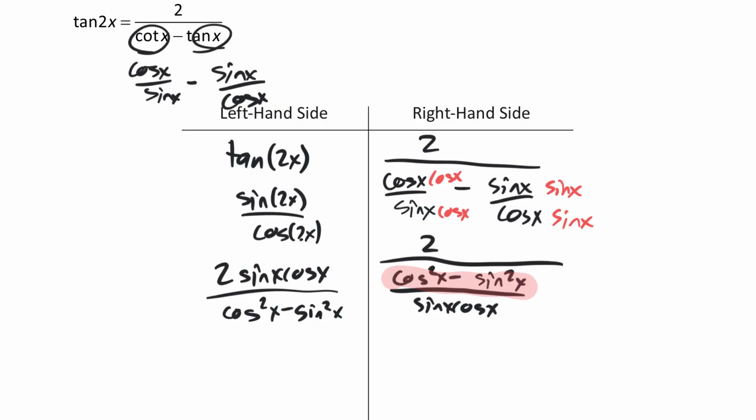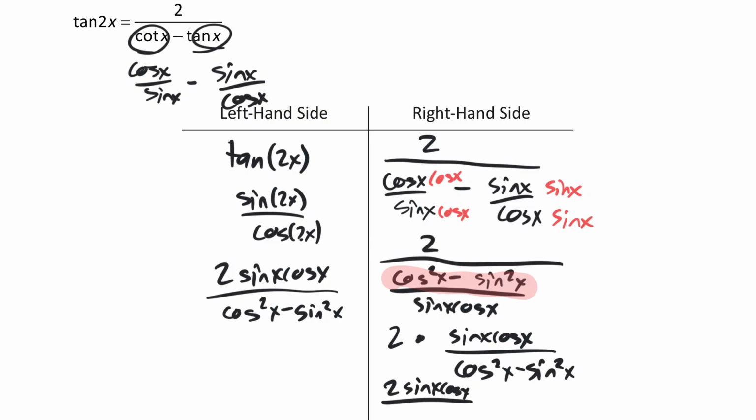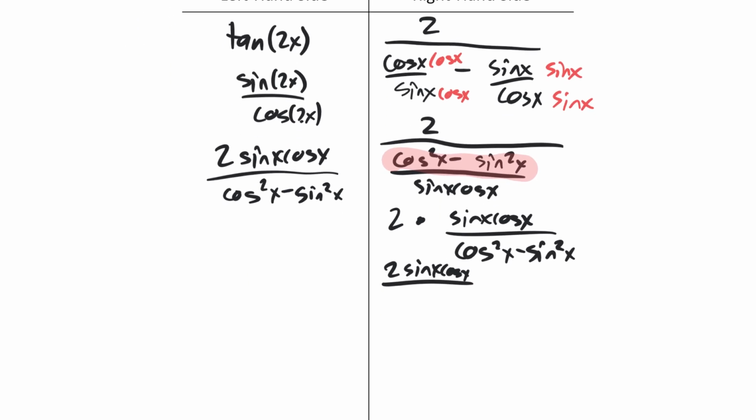Now the last step here is I have to do the division. If you think about this, this is 2 divided by this. So it's the same as writing 2 times, we can flip and multiply, sine x cos x over cos squared x minus sine squared x. And I guess one more step, 2 sine x cos x over cos squared x minus sine squared x. So left-hand side equals right-hand side, and we are done.